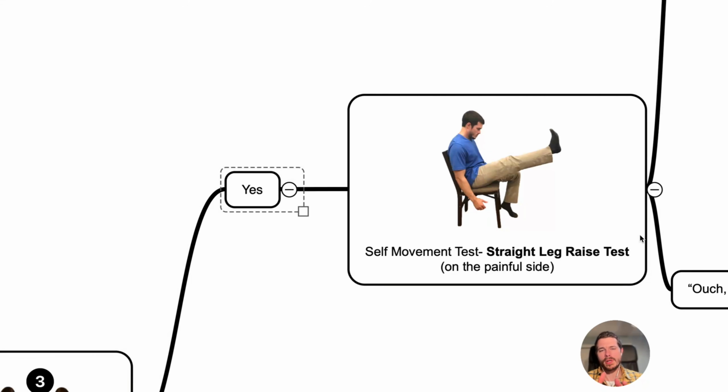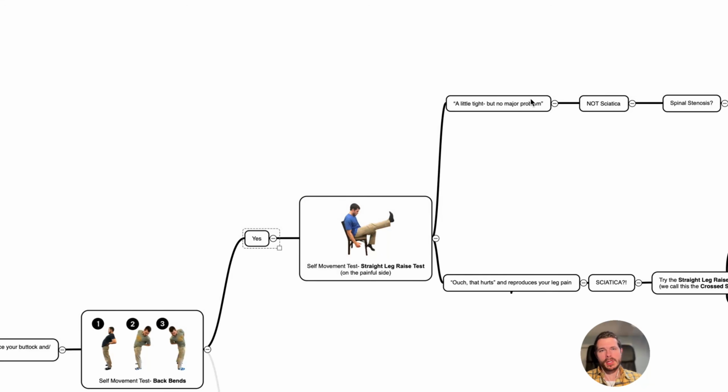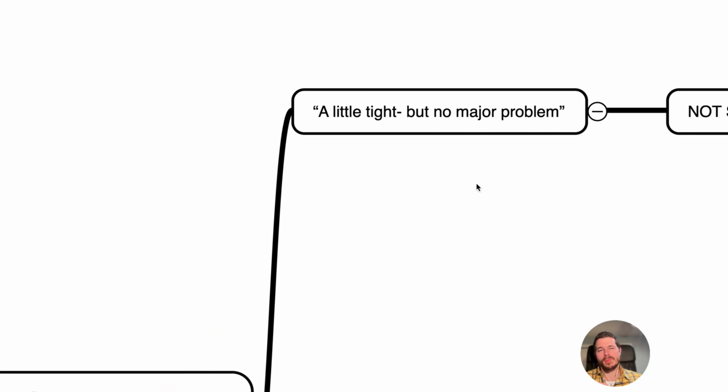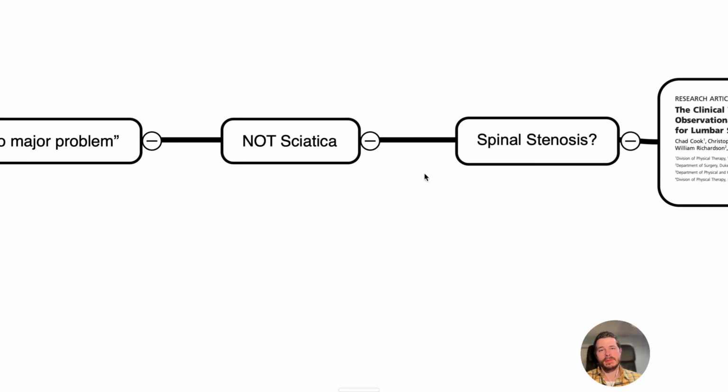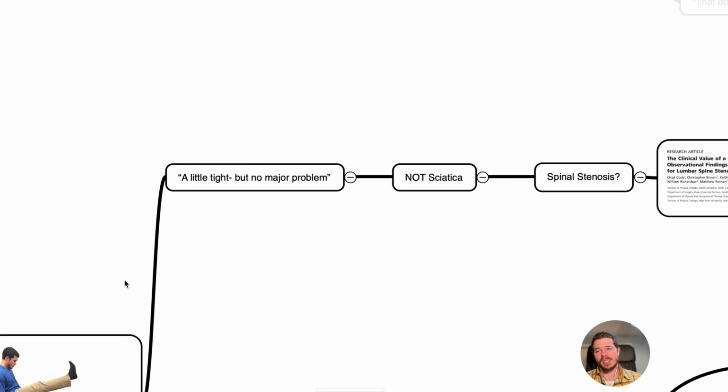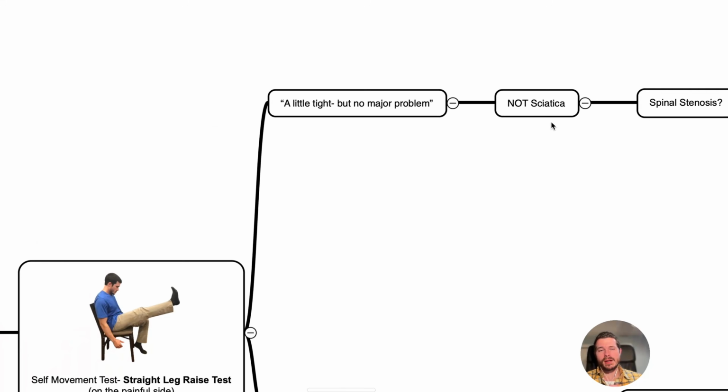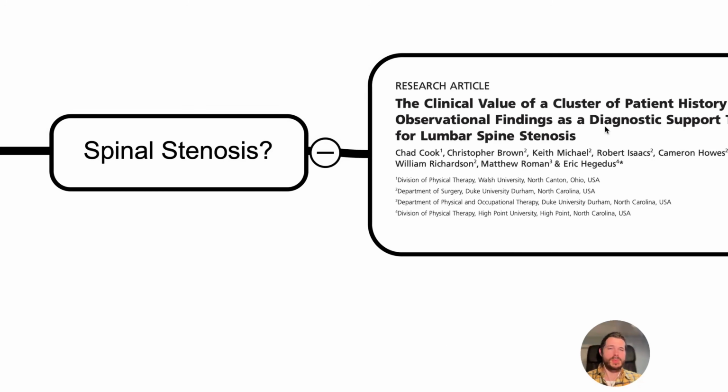Now what I want you to do is a self-movement test, the seated straight leg raise test, and do this on the painful side. Go slowly. If you say, hey, Charlie, it's a little tight, but no major problem, it's possible that even though you don't have back pain, you have spinal stenosis. If this leg raise test is negative, again, high certainty, 95% certain or more that you do not have sciatica.